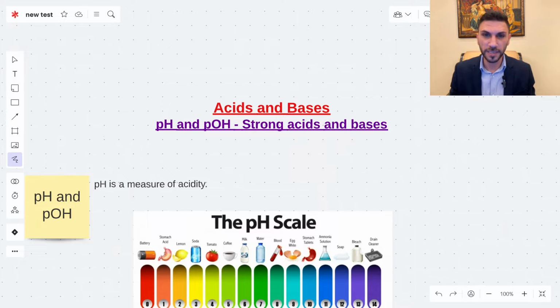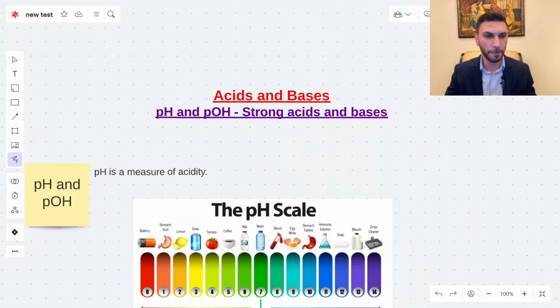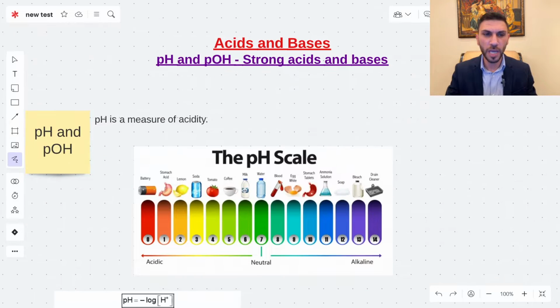So let's get started. As I told you, today we're going to focus on pH and pOH, as well as the strong acids and strong bases. What do you mean by pH? A pH is a measure of acidity. So basically, it measures how strong or weak the acids are.